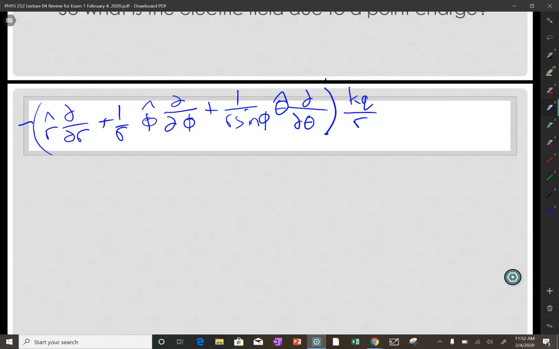I don't remember how to do partial derivatives. Partial derivative means that anything that's not that variable is a constant. So then this is a constant. Well, this is acting on KQ over R. Oh, so all of this is acting on KQ over R. So for the first term, you can put minus R hat first.